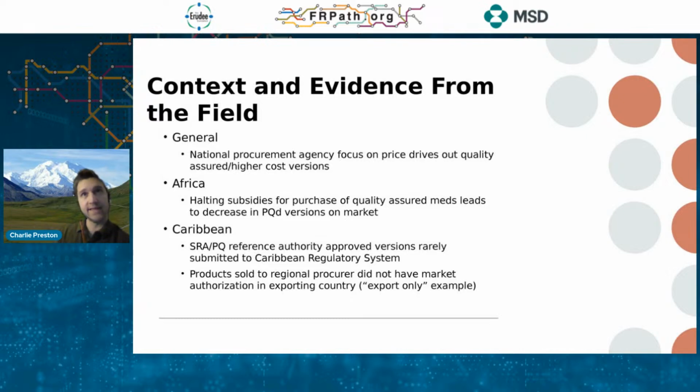And when the subsidy ended, the prevalence of those products, the SRA PQ versions, went down. And the products that came in and replaced those quality assured versions were the lower cost but not quality assured versions. So that was another interesting data point around this.